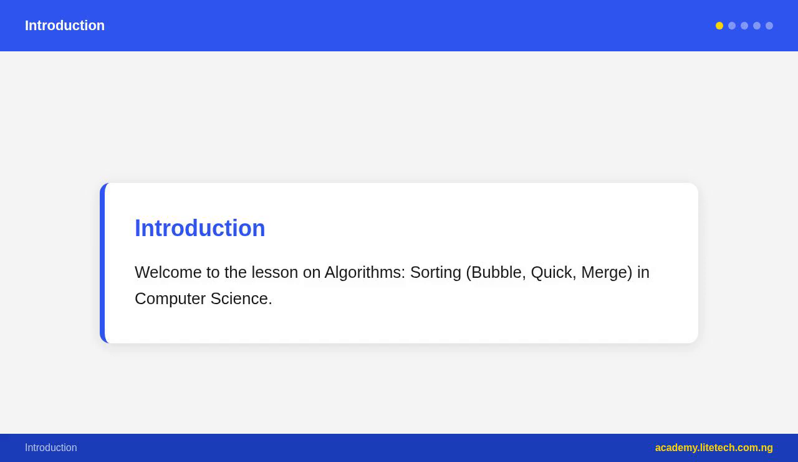Today we study three important sorting algorithms: bubble sort, quicksort, and merge sort. By the end of this lesson, you will trace through each algorithm step by step, understand when to use each, and analyze their time complexities. Let us begin. What is bubble sort?